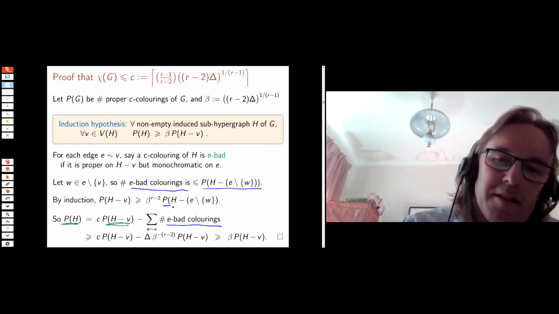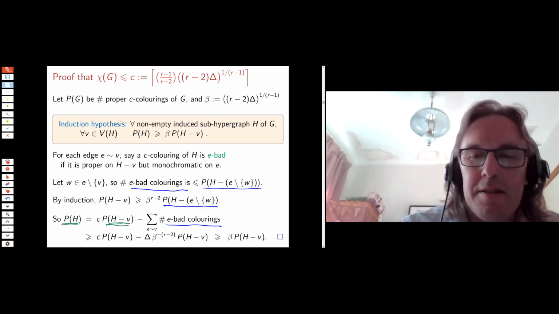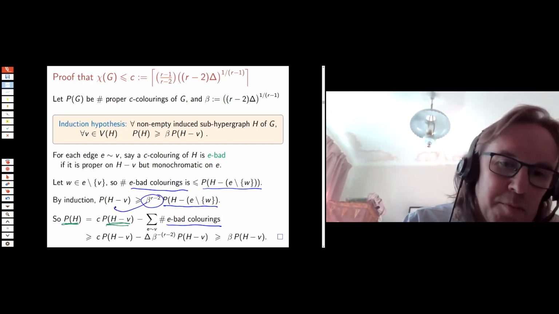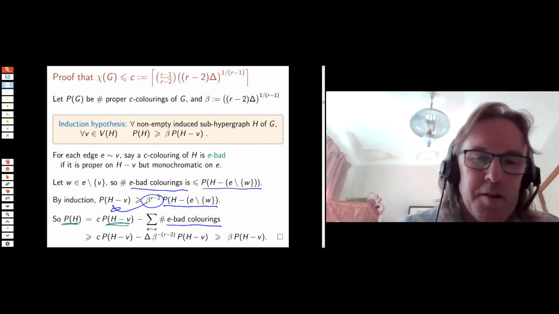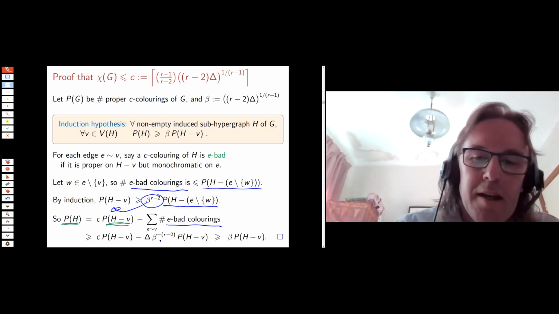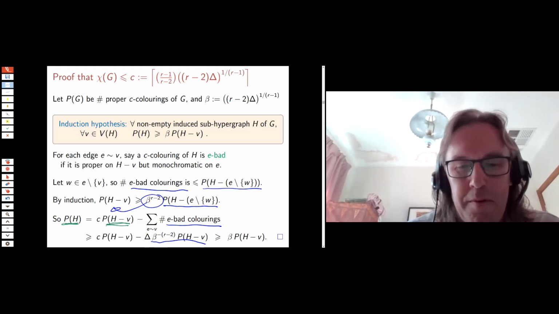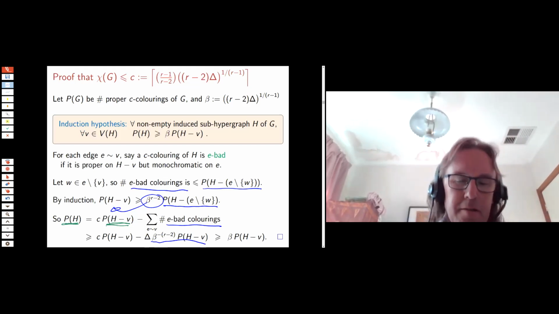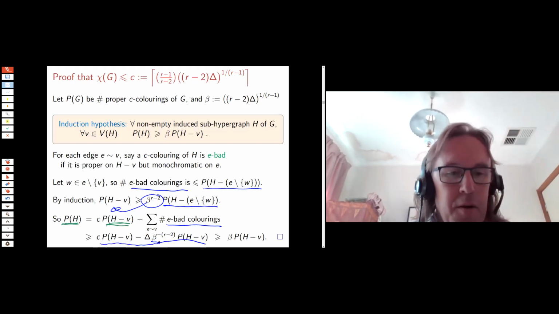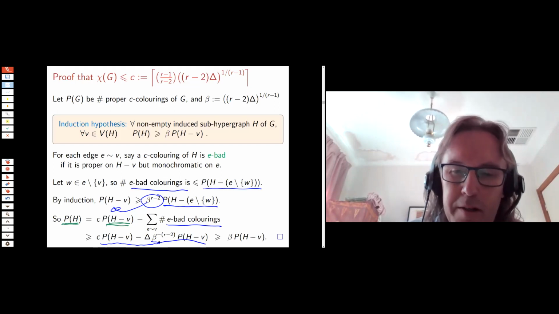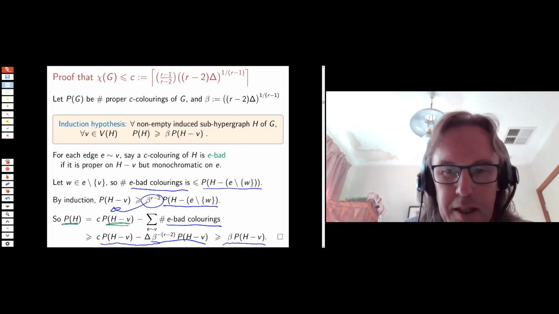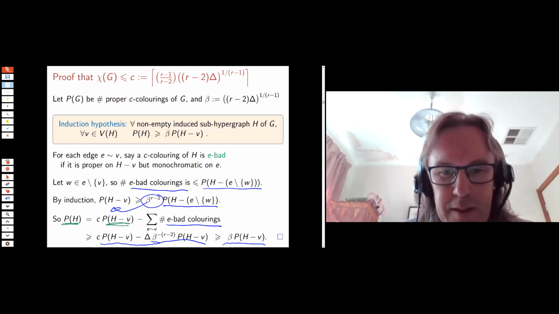But then you think about this inequality, and it says that this number of P of H minus E minus W is less than or equal to, I bring this over here, is at most P of H minus V divided by beta to the R minus 2. So I bring that into here, and the number of terms that I'm summing over is delta, because the degree of V is at most delta, and I get this expression here as a lower bound on P of H. But now the final claim, which finishes the proof, is that this expression is at least beta times P of H minus V.